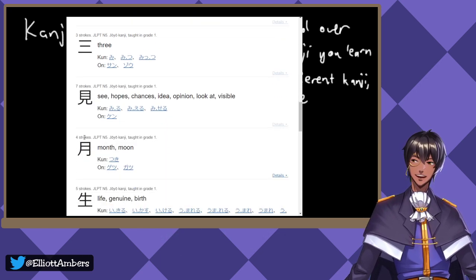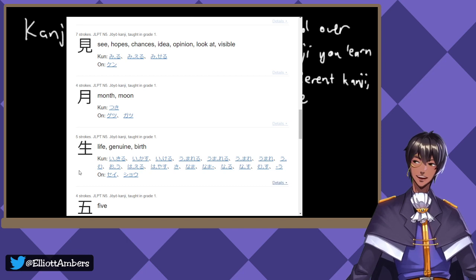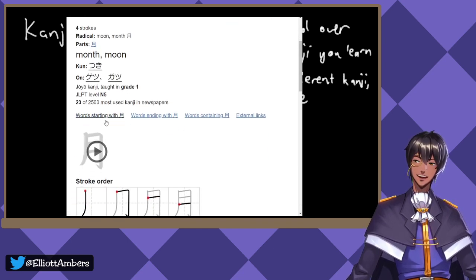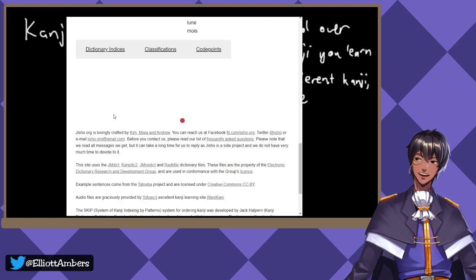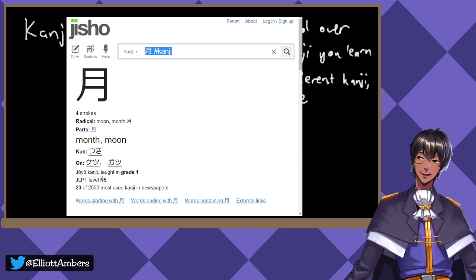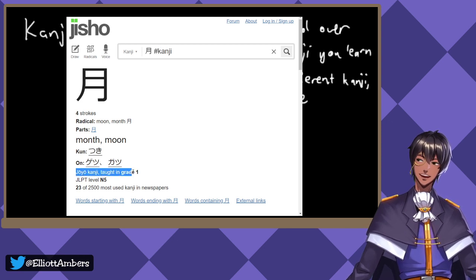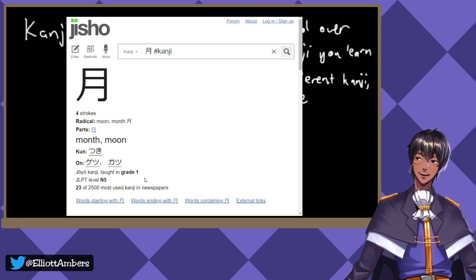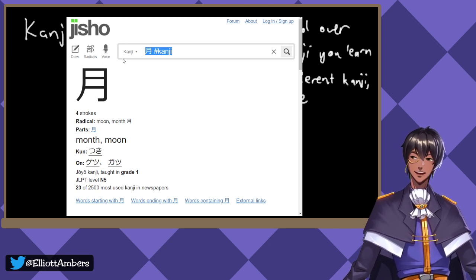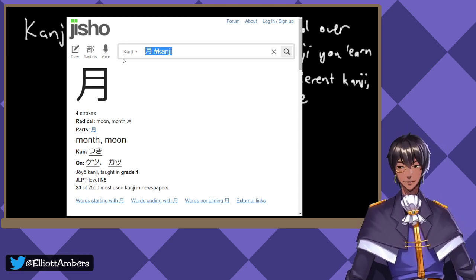And you can see there's a lot of different kanji here, but Wanikani will get you through this eventually. Let me just do this real quick. If you look up the kanji, it says taught in grade 1, JLPT level N5, and N5 is the easiest Japanese language proficiency test you can take.